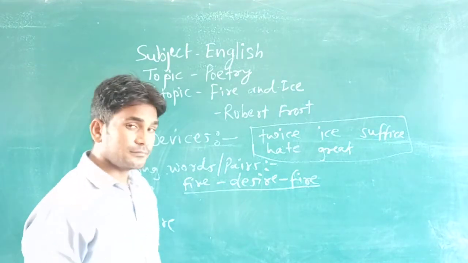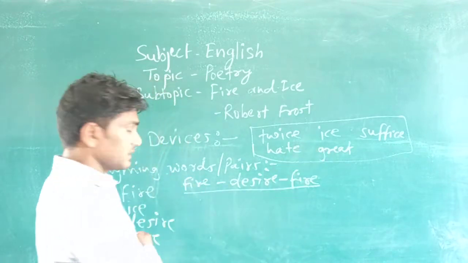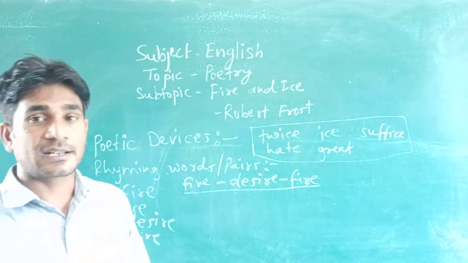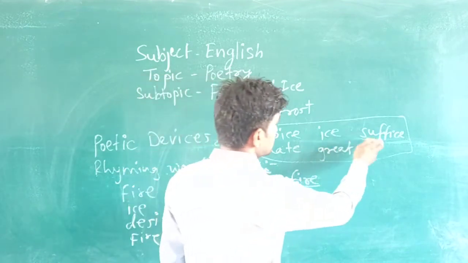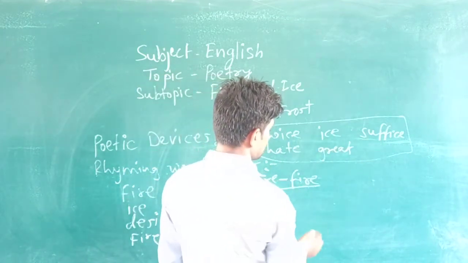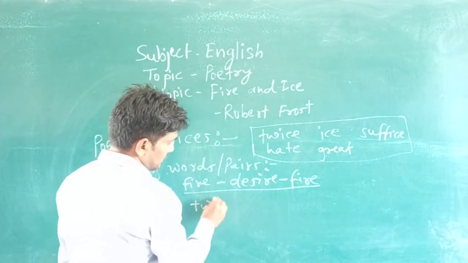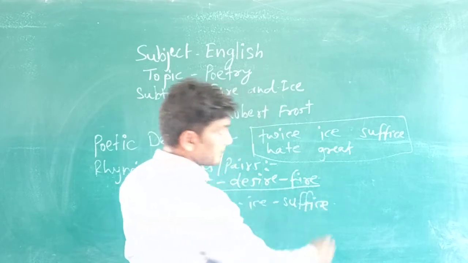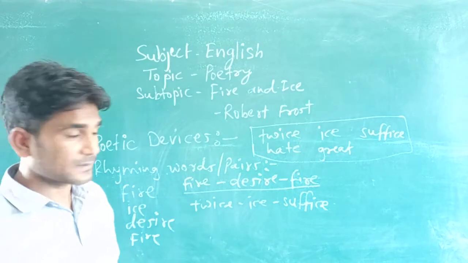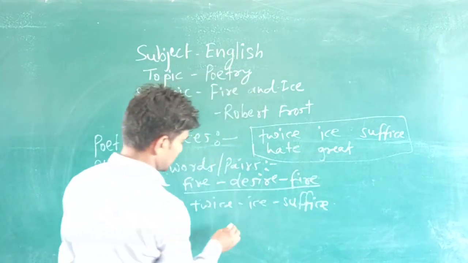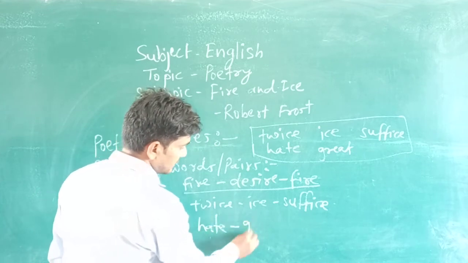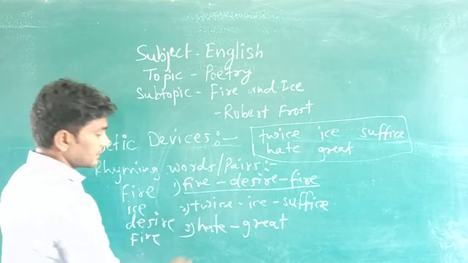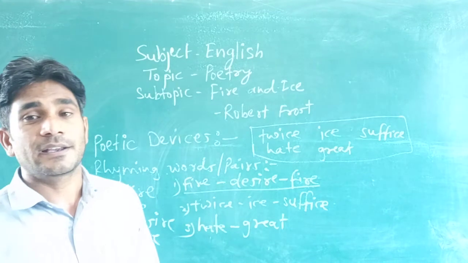Then here, if we talk about the whole poem, we can make a pair of that ice with this ice also, but if the question is about a particular stanza, then ice with suffice: twice, ice and suffice. In the second stanza, twice, ice and suffice are the first rhyming words. The second one is hate, great. So these are the three rhyming pairs in the poem Fire and Ice.